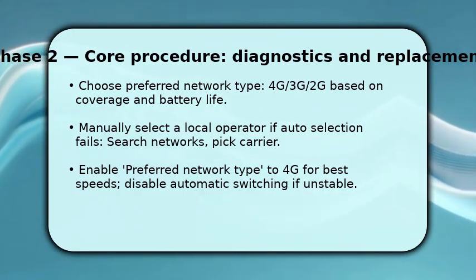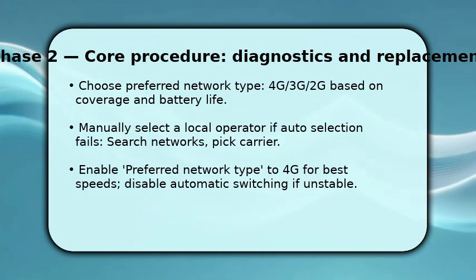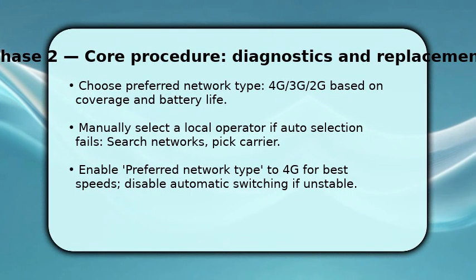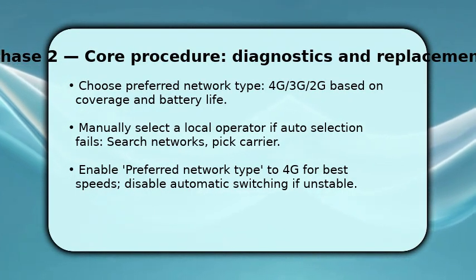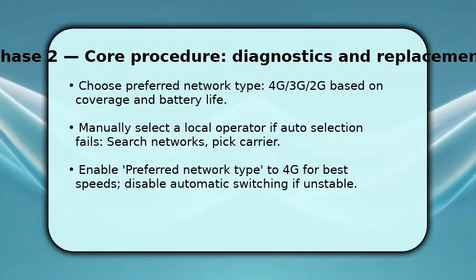If automatic selection flips between operators, disable automatic operator selection and manually choose a reliable local carrier. This prevents repeated reconnections. Once connected, confirm mobile data works and that MMS and calls route correctly. If not, adjust APN next.